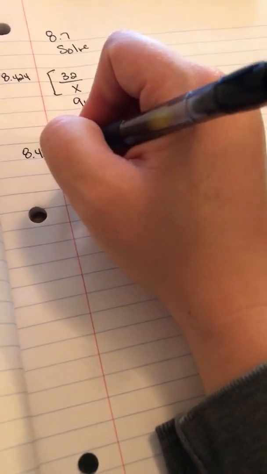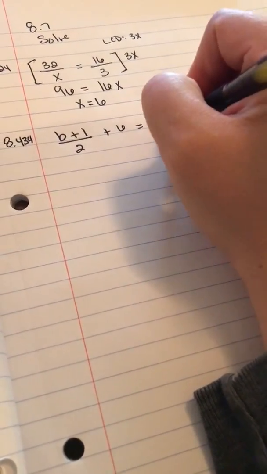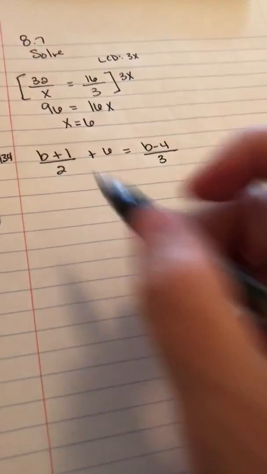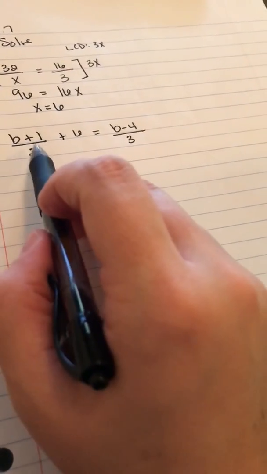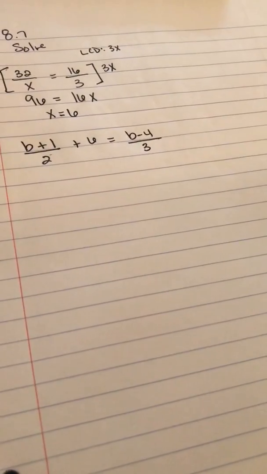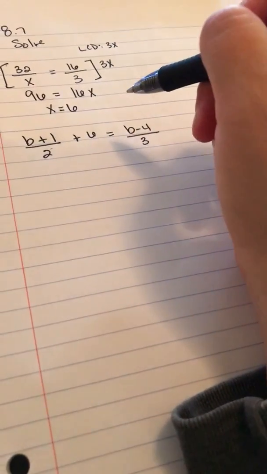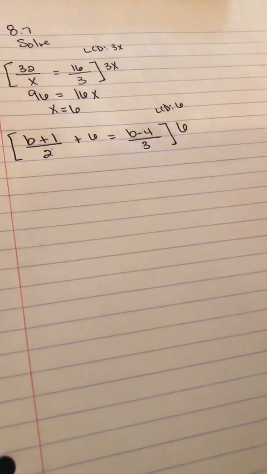For the next one here, we have (b plus 1) over 2 plus 6 is equal to (b minus 4) over 3. Since you don't have a variable in the denominator, you could simplify this and make this one fraction on the left, and then cross multiply if you like proportions better. But I'm just going to clear the fractions. Between 2 and 3, my least common denominator would be 6. So I'm going to multiply everything by 6.